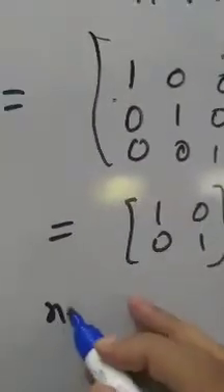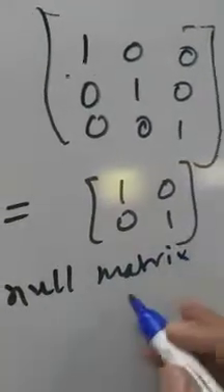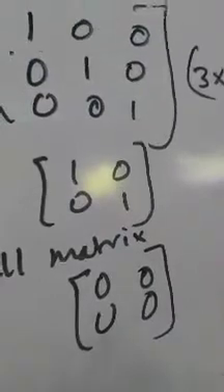Then the null matrix. What is a null matrix? A matrix whose elements are all 0 is called a null matrix.